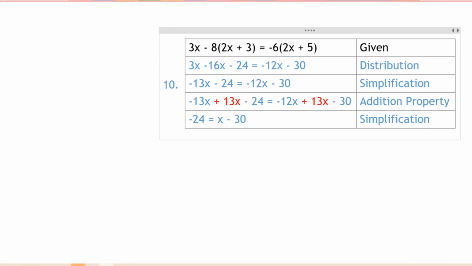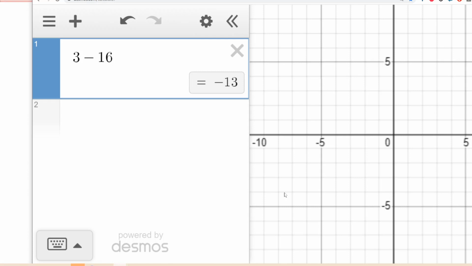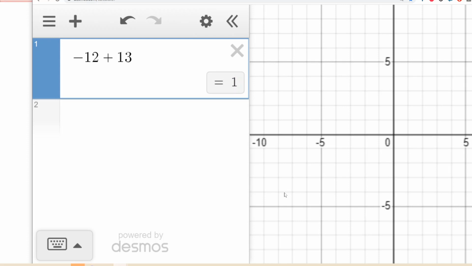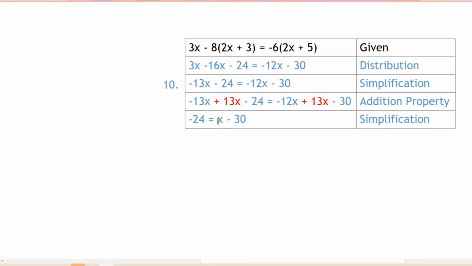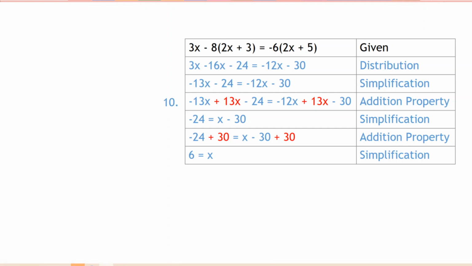Now on the right side, we have a -12x plus 13x. And if you're not comfortable with that, we can do -12 plus 13, and you're going to see that that's just 1. So that's why we have just x minus 30. There's my simplification. The next thing to do is take that 30, add 30 to both sides, simplify, and we get x equals 6. So question 10, definitely more difficult than the ones that we've done, but still, I don't think it's all that bad.